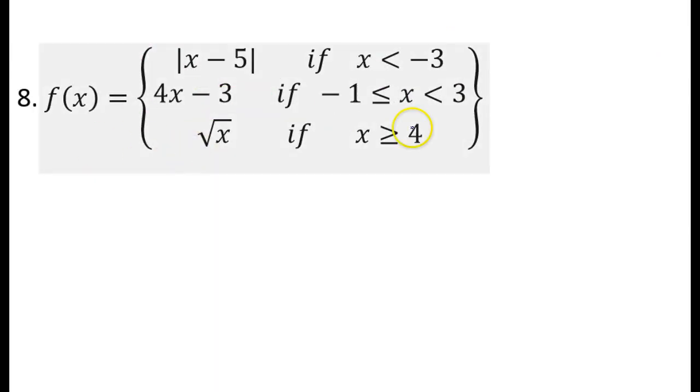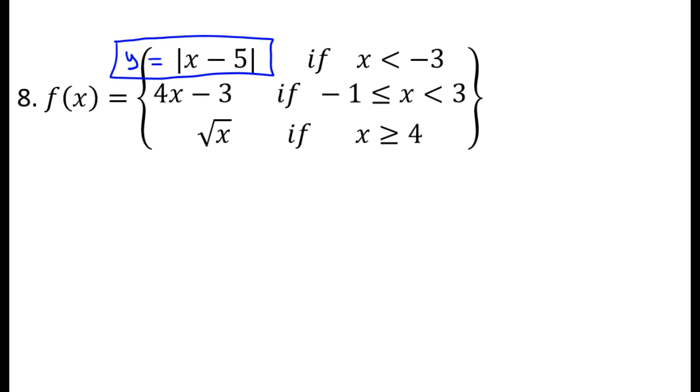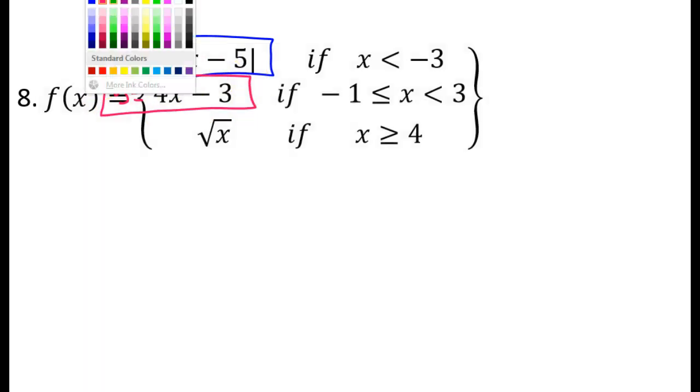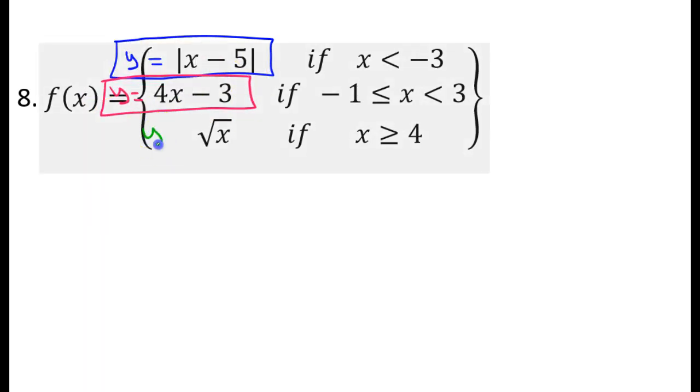Number 8, let's graph this crazy piecewise function. So the first piece is y equals absolute value of x minus 5. Okay, I'll graph that in blue. The second piece you can think of as y equals 4x minus 3. I'll graph that in red. And the third piece you can think of as y equals the square root of x. And I will graph that in green.